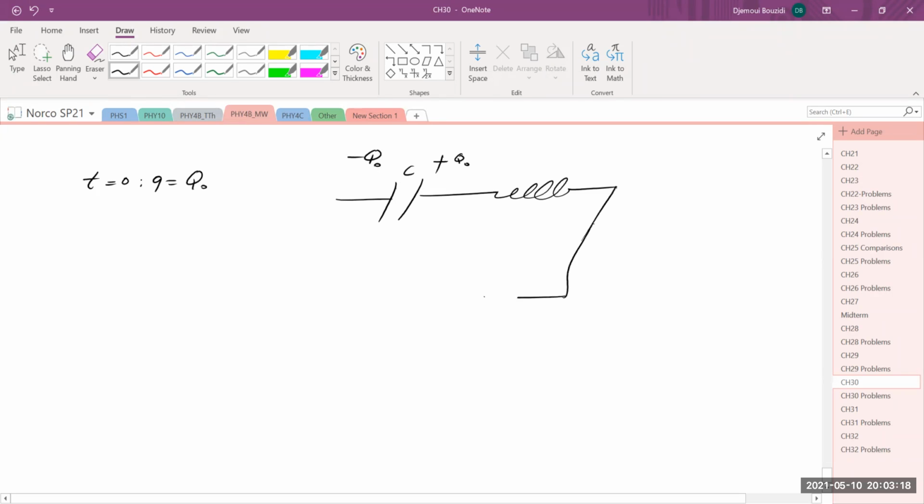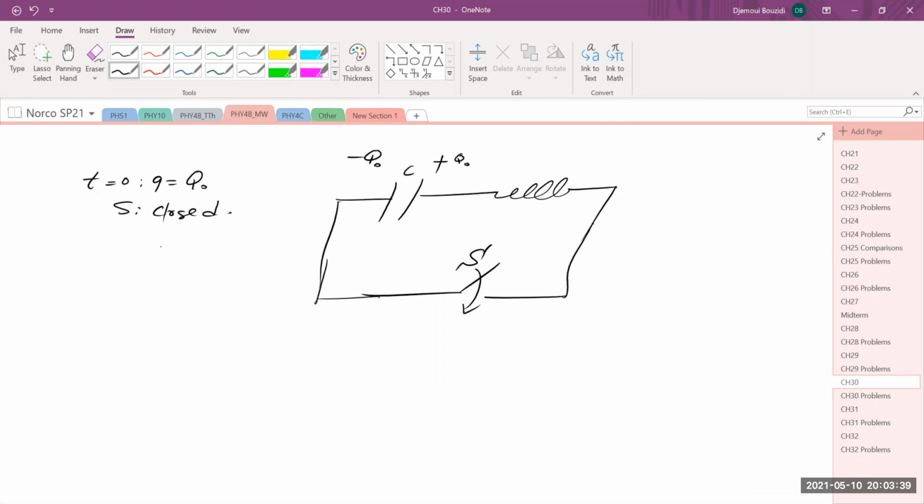And for the sake of argument, we always need a switch at t equal to 0. We close it. So this is the switch S. So what I'm saying is this is at t equal to 0. S will be thrown to be closed. We close the circuit. There is no EMF now to worry about. We only have a capacitor and an inductor. That's it. So this is C and this is L.